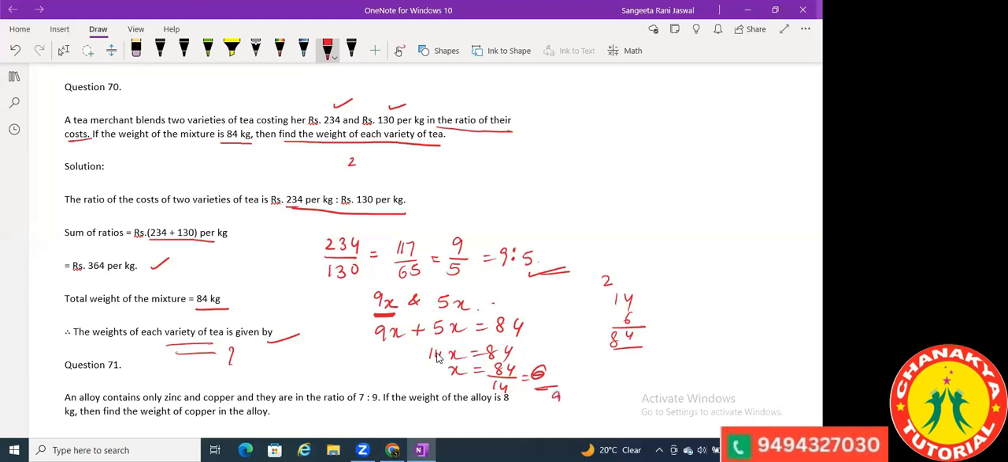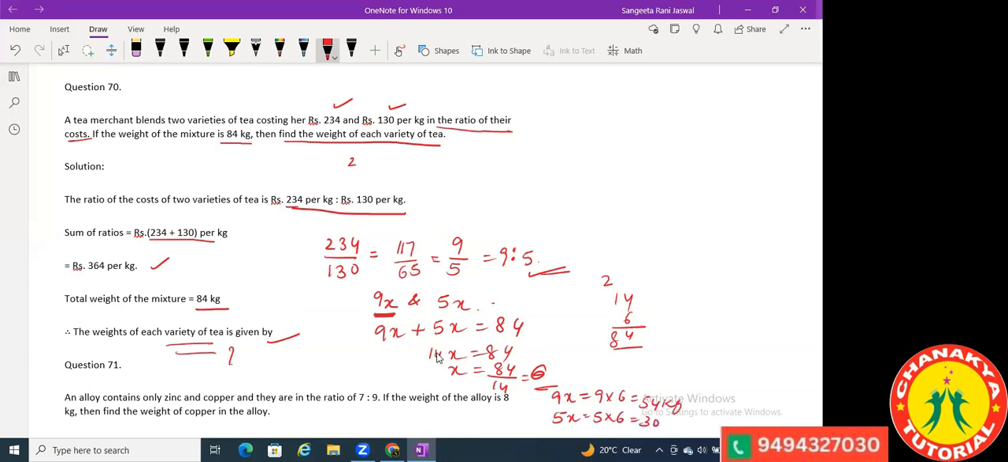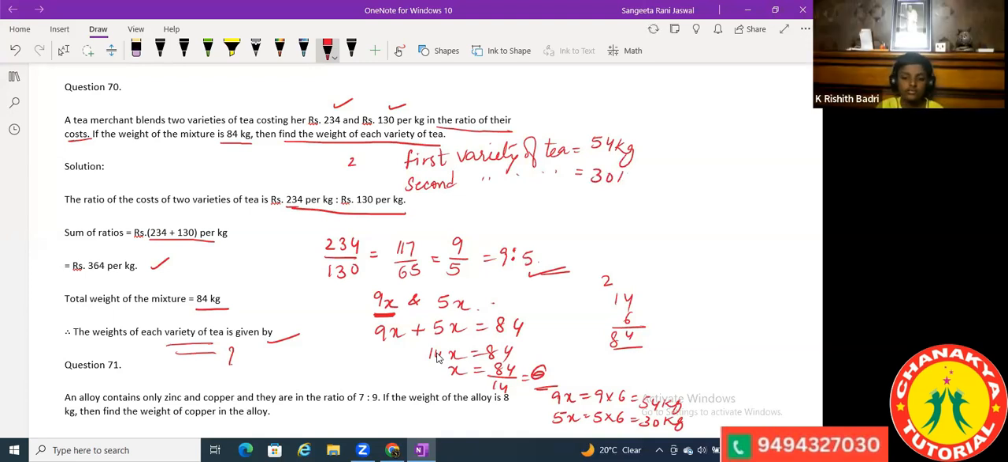Now 9x, that means the first variety will be 9 into 6, which is equal to 54 kgs. And the second variety will be 5x, which is equal to 5 into 6, which is 30 kgs. So that means you have got both varieties. First variety of tea is 54 kgs, and the second variety of tea is 30 kgs.